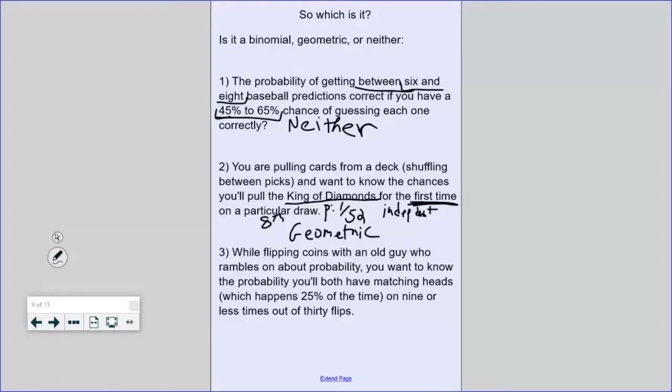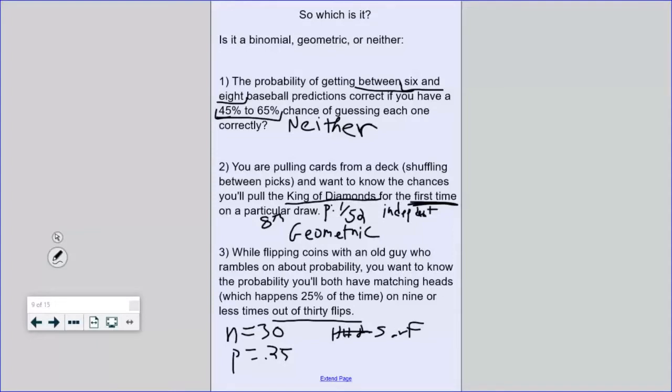Well, that out of 30 flips, that's a number of trials. I'm only doing 30 flips. I have a chance of success. It's 0.25. And I know it's independent. Flipping coins, then flip it again, they're independent. We either both get heads or we don't both get heads. That's disjoint. I only have two outcomes. I have success or failure.